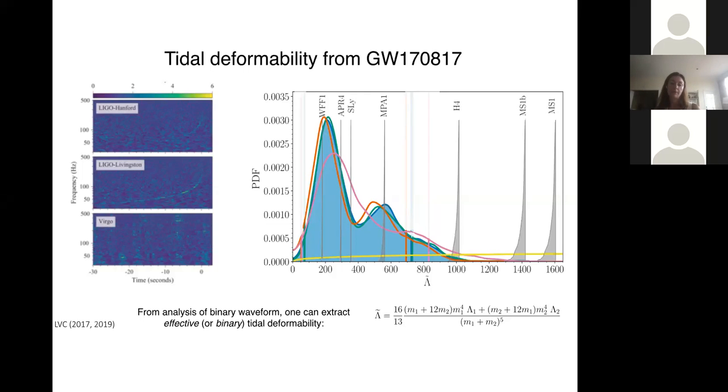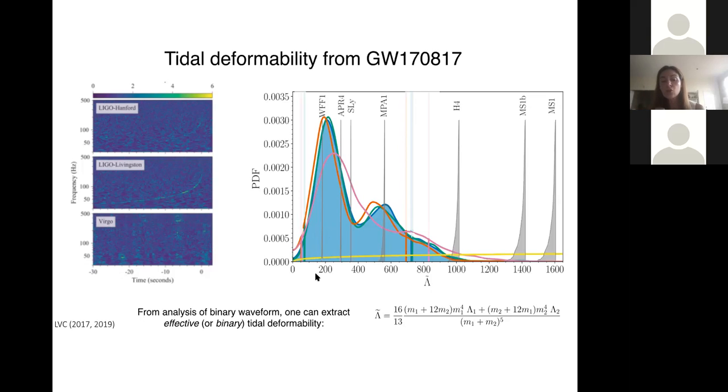during the in-spiral. So why does this encode any information about the neutron star interior? It's because neutron stars of different compactness and different radii have different deformabilities as they are in the tidal gravitational field of the other source. One can infer from the waveform how deformable the neutron star was as it was approaching its companion.